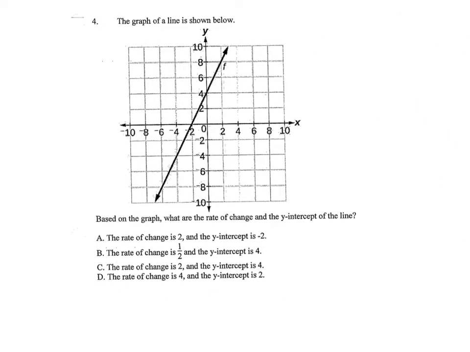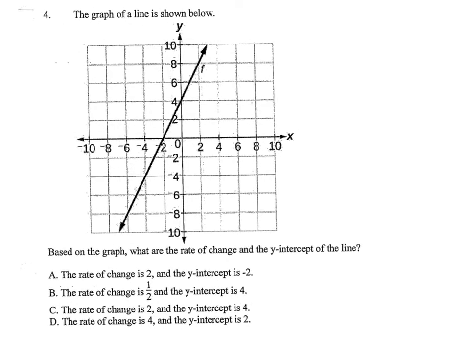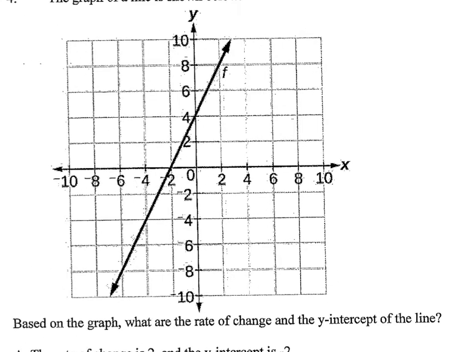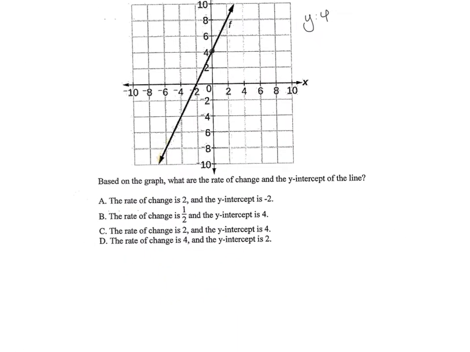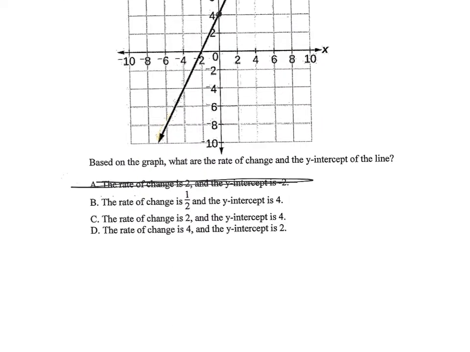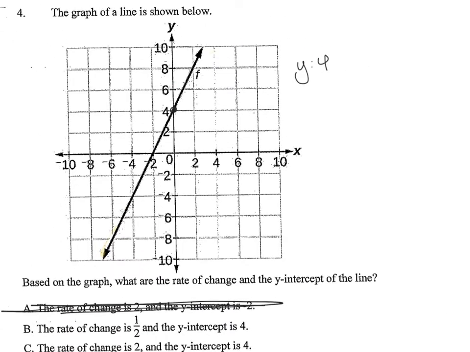Number 4, slope and y-intercept on a graph. So the first thing you want to find is the y-intercept because that's the easiest to identify. So our slope line crosses the y-intercept at 4. So it crosses right here. Okay, so I already know that my y-intercept is 4. So I can go ahead and eliminate A and I can eliminate D. Now to find the slope, I can use that point that I just found, the y-intercept, which is 0, 4. So then I just need one more point, and I'm going to pick this one up top, which is at 2, 8.